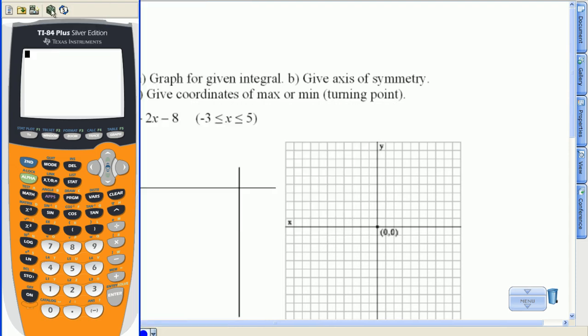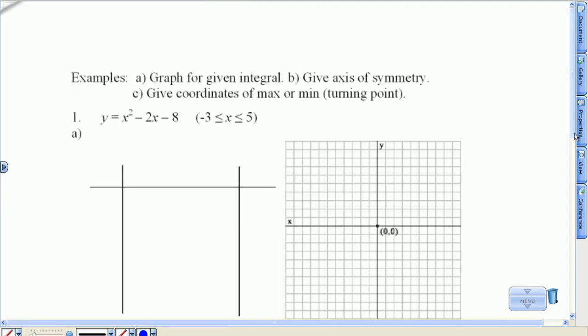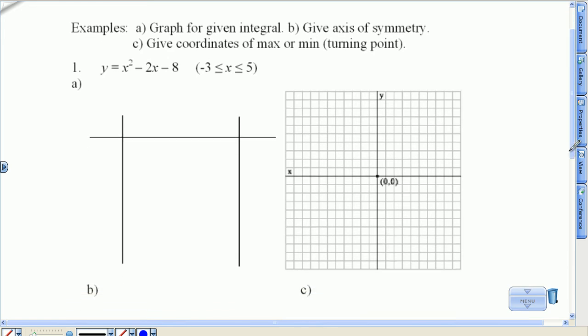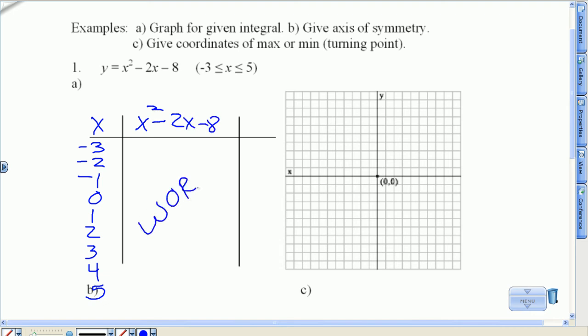Okay? So if we take a look here, this says we're supposed to go from -3 to 5. This is going to become our x column, so -3, -2, -1, 0, 1, 2, 3, 4, and 5. We're going to put just the quadratic in here. This is for work. We're not going to do work in here because we're going to use our calculator to do it. And that's our y column.